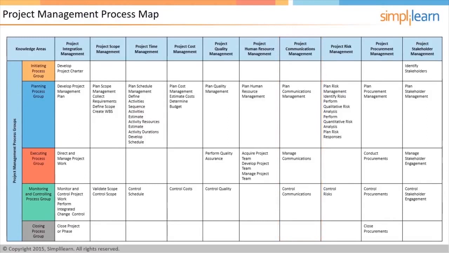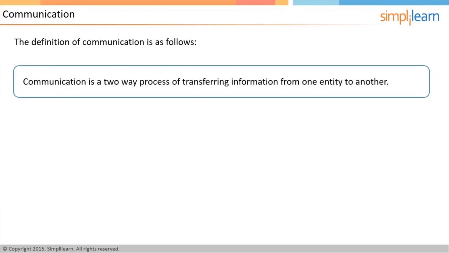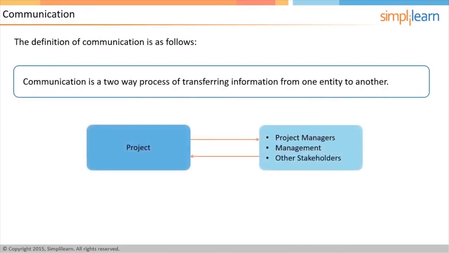In the next screen, let us understand communication. Communication can be best defined as a two-way process of exchanging information between two entities. As you can see on the screen, if project is an entity, the project needs to communicate with other entities in the organization, like project managers, senior management of the organization, and any other stakeholder of the project. Similarly, these entities may also have to communicate with the projects. The communication between project and the stakeholders is always two-sided.